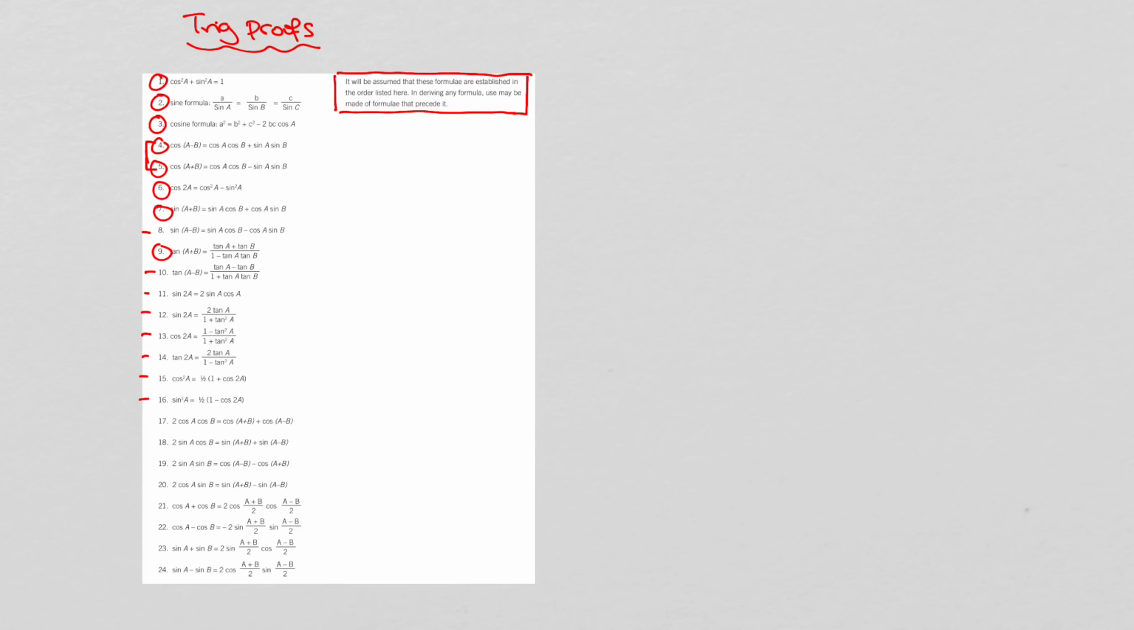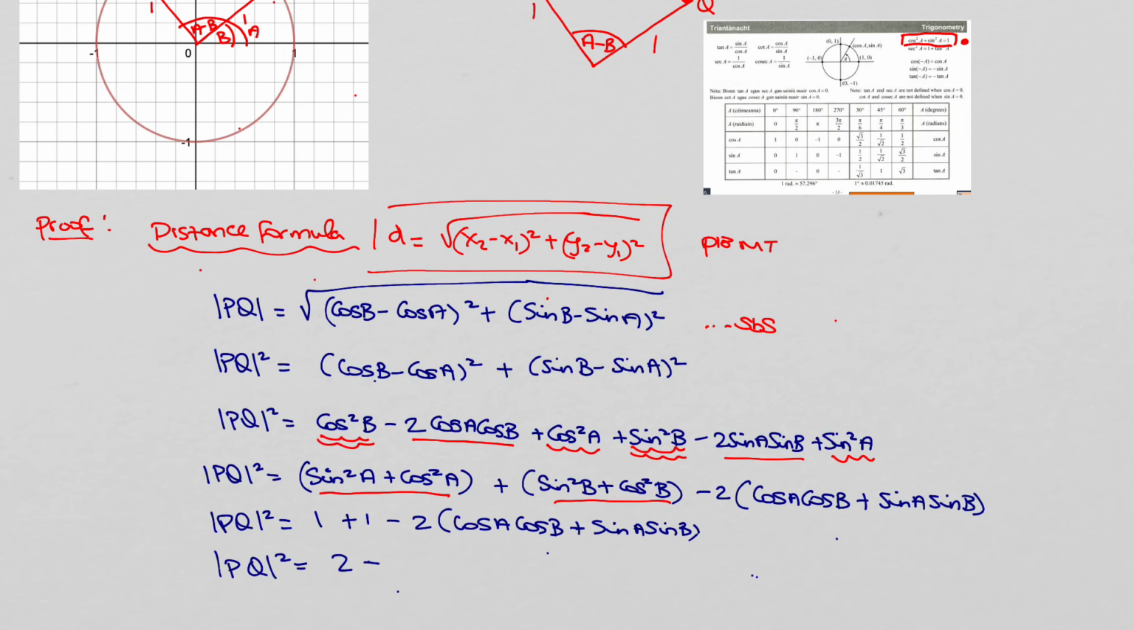Minus 2 times cos A, cos B, plus sin A, sin B. So we're going to call that equation 1.